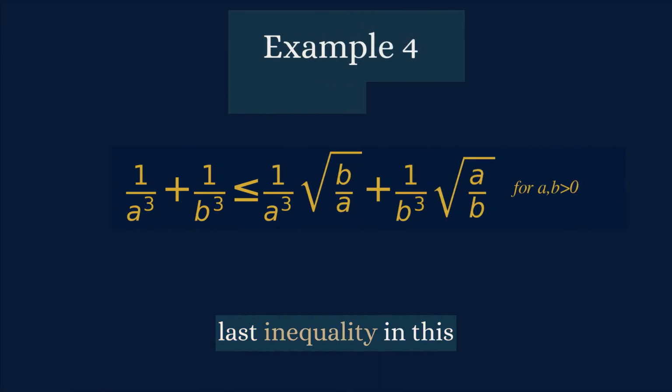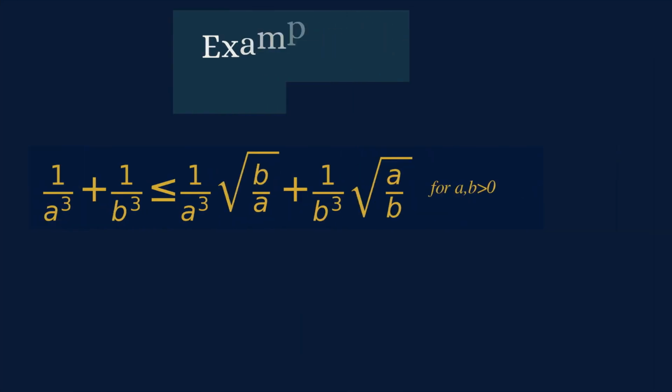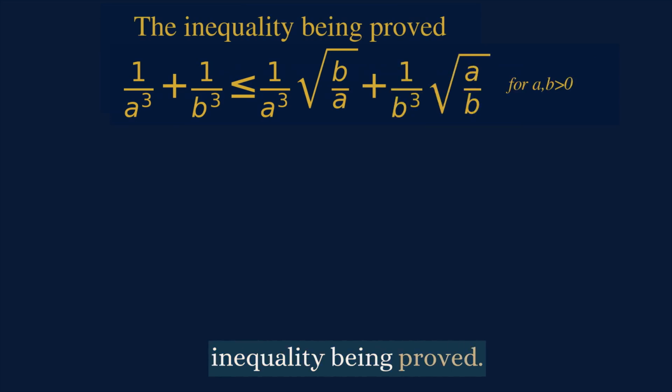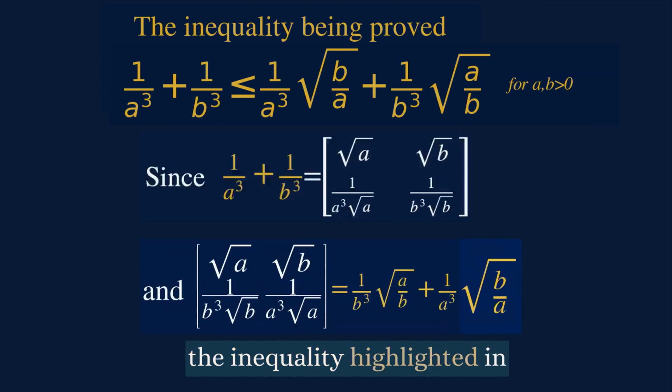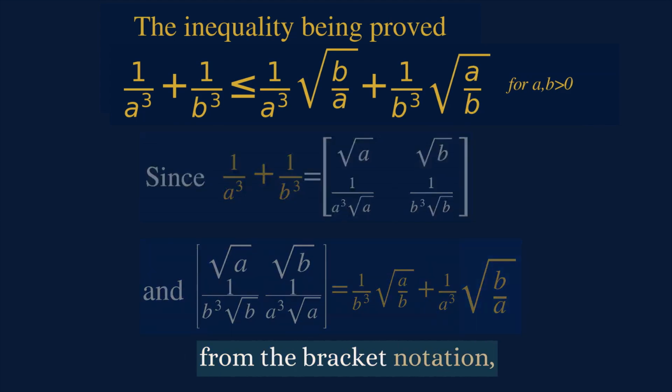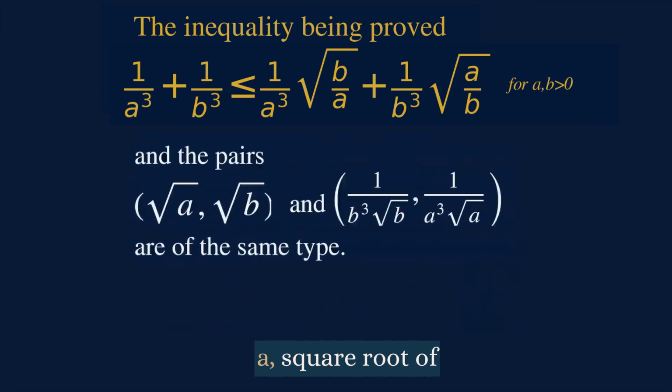We shall prove the last inequality in this video. Let us rewrite the inequality being proved. Since the left-hand side and right-hand side of the inequality highlighted in yellow can be obtained from the bracket notation, and the pairs constructed as square root of a, square root of b, and 1 over b cubed times square root of b, 1 over a cubed times square root of a are of the same type, it follows that the yellow highlighted inequality holds for non-negative a and b. Note that equality is possible only when a equals b. Thus, proof is complete. That is all for today.